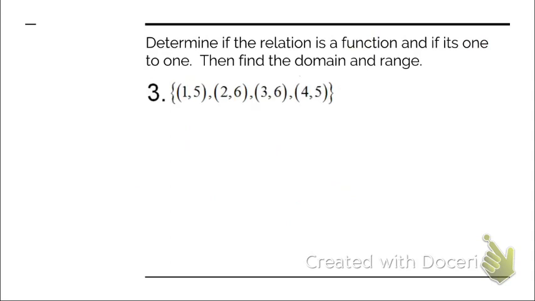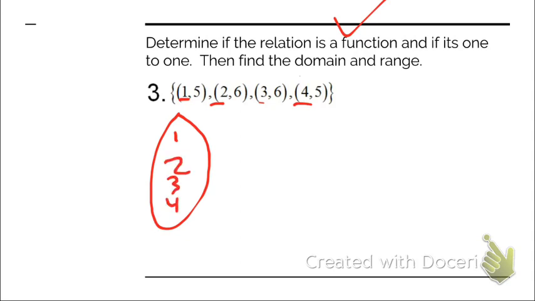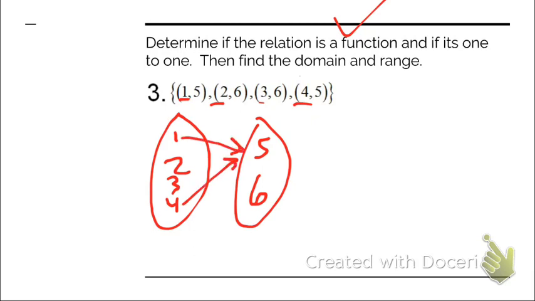Alright, determine if it's a function and if it's one-to-one. So we have 4 unique x values. So if you plug in 1, you get 5, 2, you get 6, 3, you get 6, 4, you get 5. So that's a function. But since when you plug in 2, it goes to 6, and when you plug in 3, it goes to 6, this is not one-to-one. So if you were to draw a map of this, 1, 2, 3, and 4, and then also 5 is repeated as well. So since 1 and 4 both go to 5, that means it's not one-to-one. Same thing, 2 and 3 both go to 6.